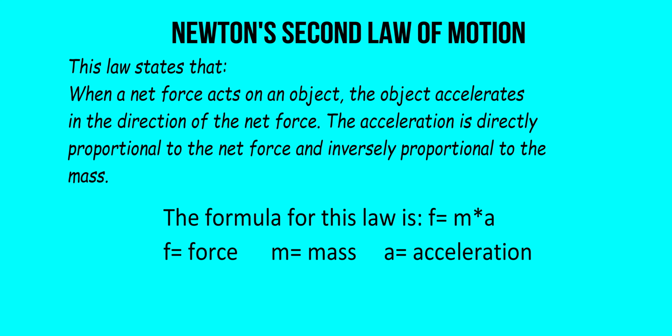The second law of motion. This law states that when a net force acts on an object, the object accelerates in the direction of the net force. The acceleration is directly proportional to the net force and inversely proportional to the mass of the object. In numerical form, it can be expressed as F equals ma, F being the force, m being the mass, and a being the acceleration.